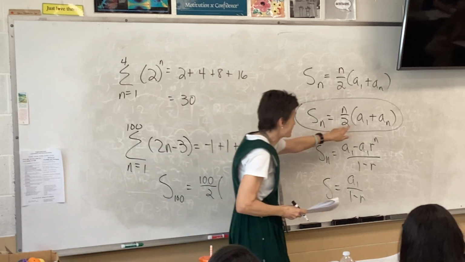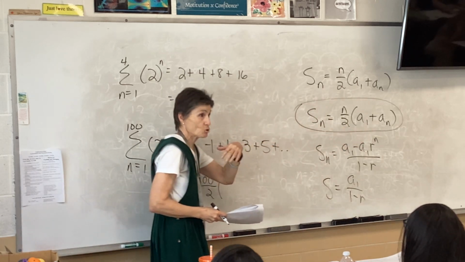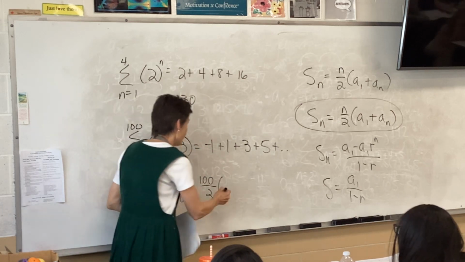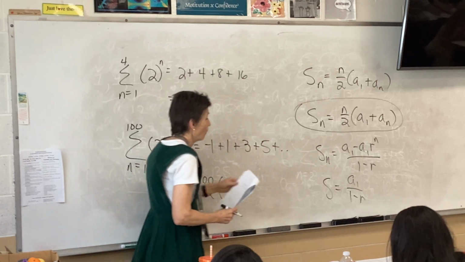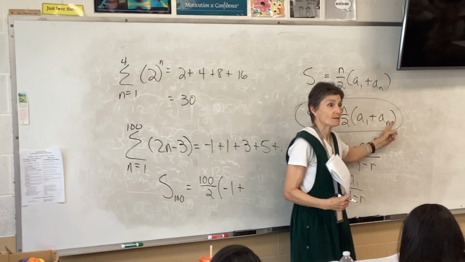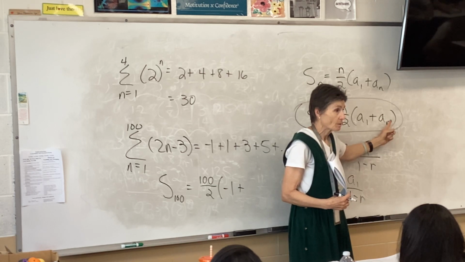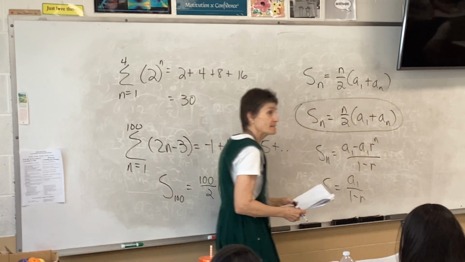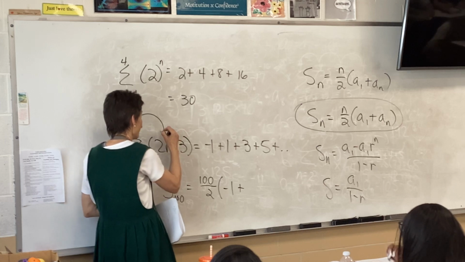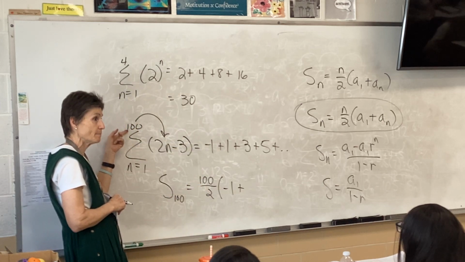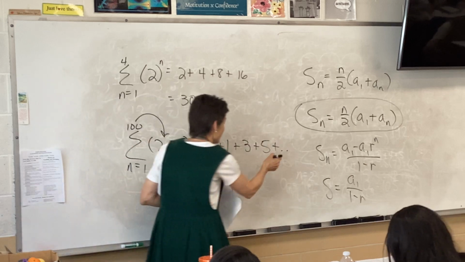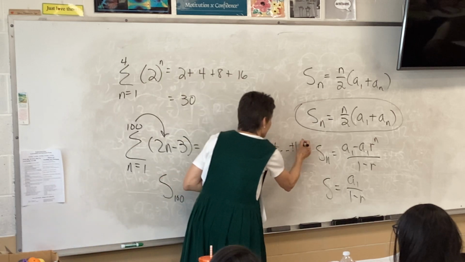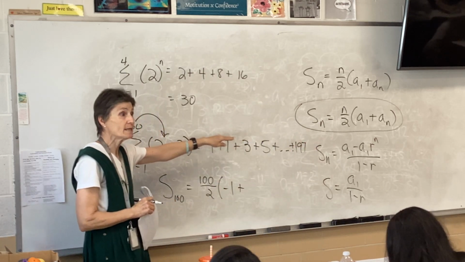Now, what does a sub 1 stand for? The first one, first term, and the first term is -1. What does this stand for? For us, it would be a sub 100. What is that? Yeah, plug in 100. It's the last one. But we can find the last one really easily because isn't this going to be the last one? So if we kept going, eventually we'd be plugging in 100 and we would get 197. So the last number in our list is 197.